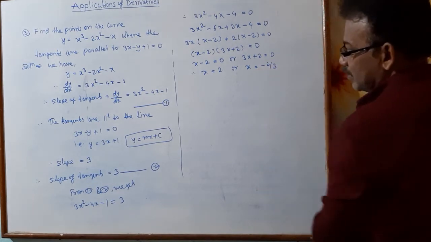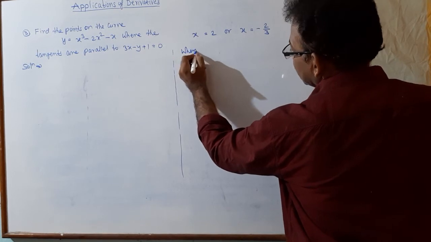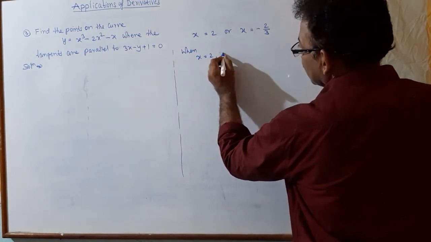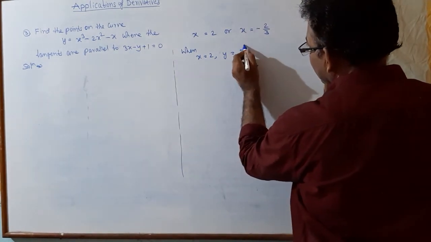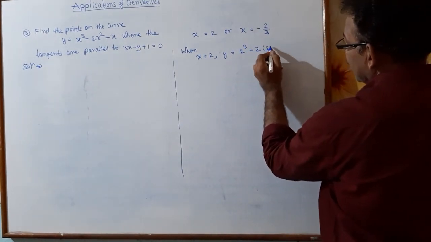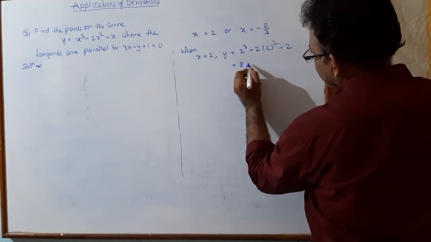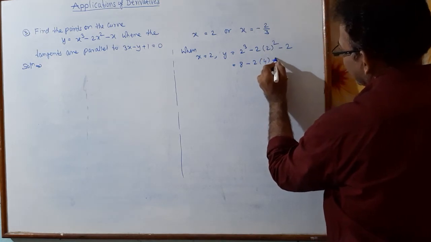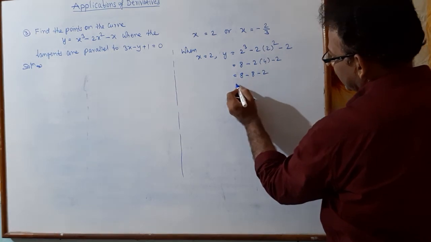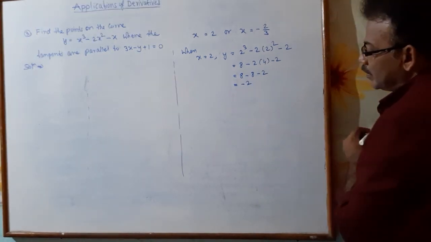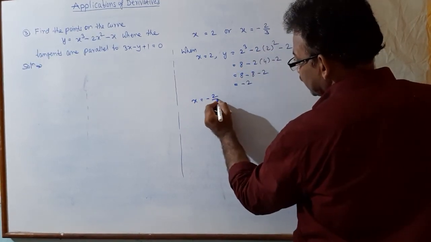So now the coordinates. When x equal to 2, the y coordinate from the curve is x cube, 2 cube, minus 2 x square, 2 square, minus 2. So it is 8 minus 2 into 4 minus 2, 8 minus 8 minus 2, 8 cancels, we get minus 2.